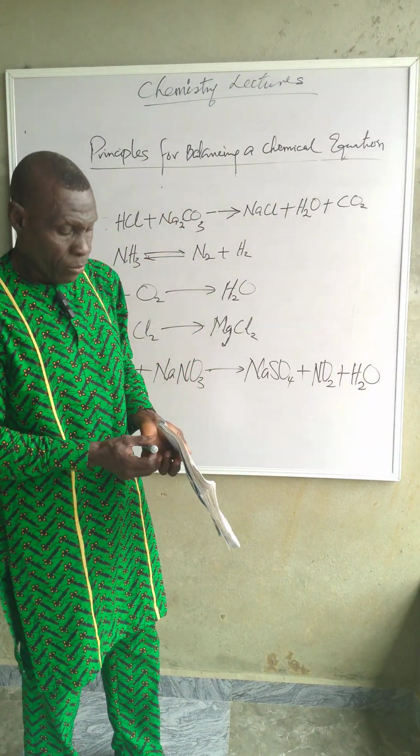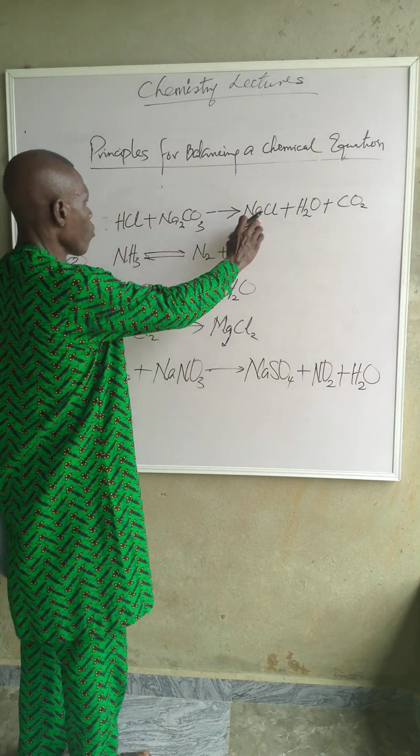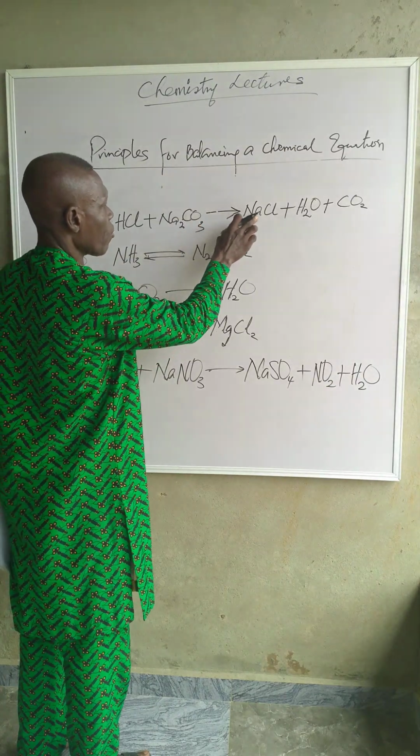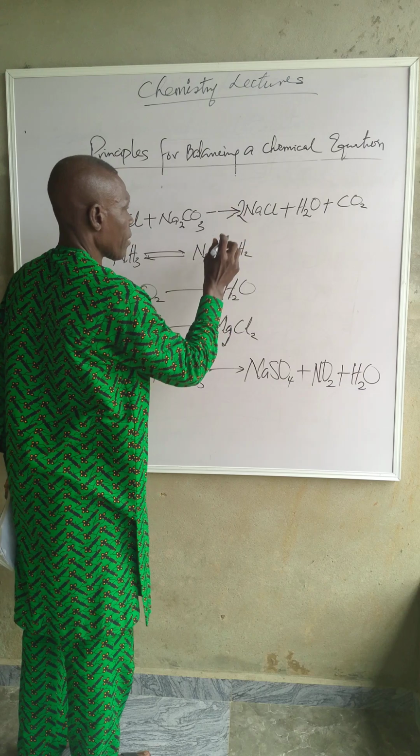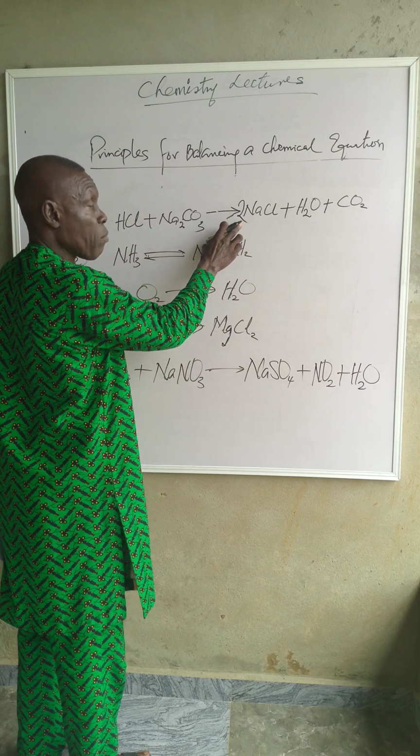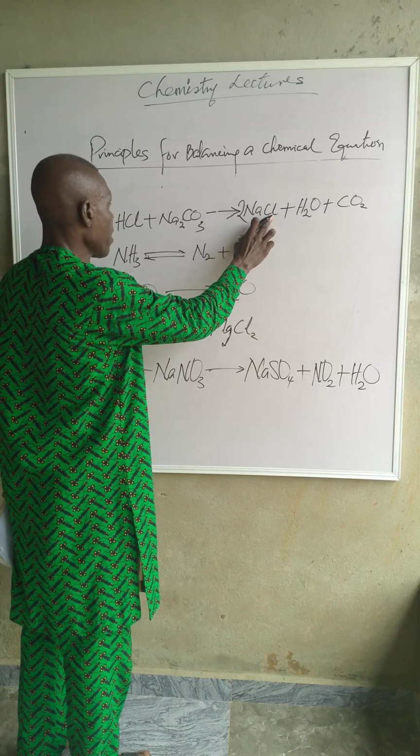So, how do you balance it? Let us first of all balance sodium. Sodium here is 2, while it is 1 here. So, let's put 2 here. Now, the 2 that you put here is a multiplier. Therefore, it is also affecting chlorine. Chlorine has become 2 here.